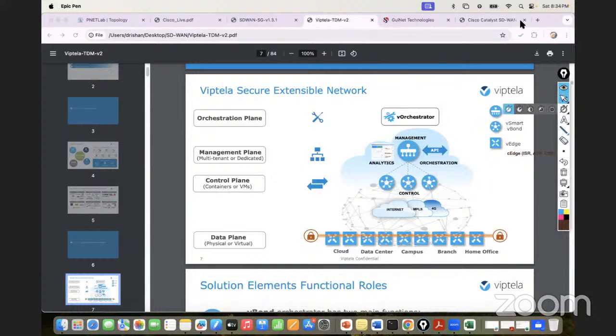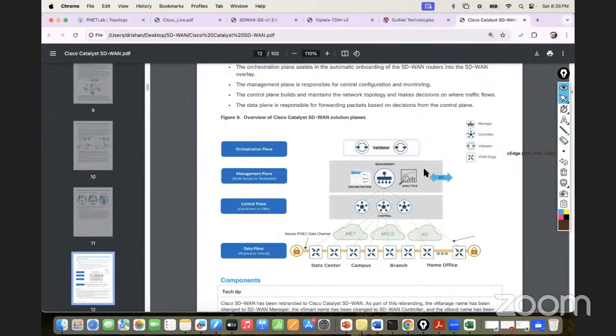after Catalyst, right? You can see we don't have any vEdge or C-Edge in this particular diagram. You're not able to see that. Now my vManage becomes the Manager. My vSmart becomes the Controller. My vBond becomes the Validator. My C-Edge and vEdge become the SD-WAN router.